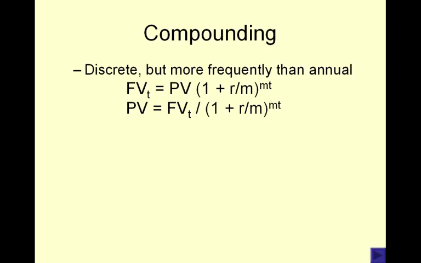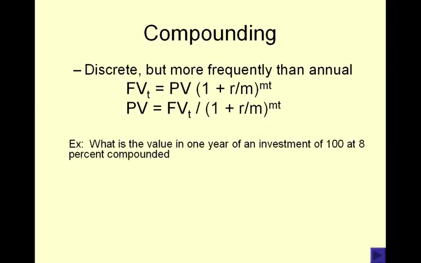We can solve the future value formula, just as we did in the previous slide, for the present value of some future cash flow that we expect to receive out into the future, even if we have more frequent than annual compounding. Let's take an example to see how more frequent than annual compounding can affect our calculations. The example is, what is the value in 1 year of an investment of $100 at 8%, compounded annually, quarterly, and daily?